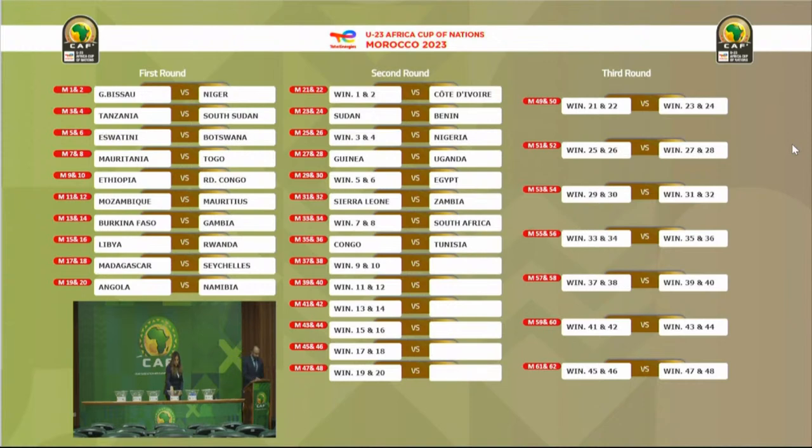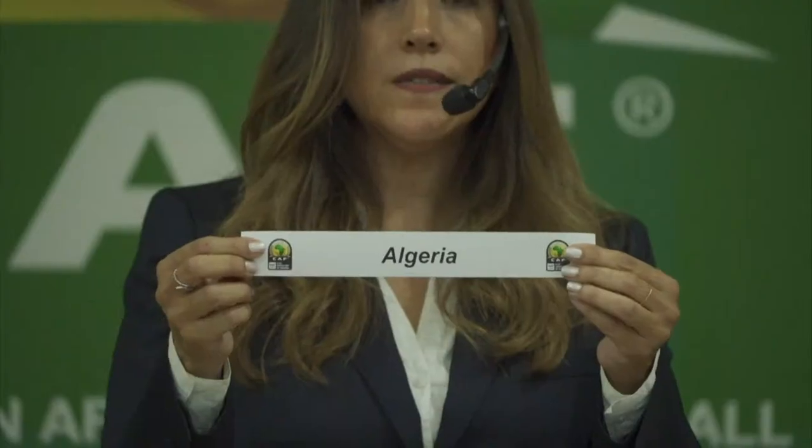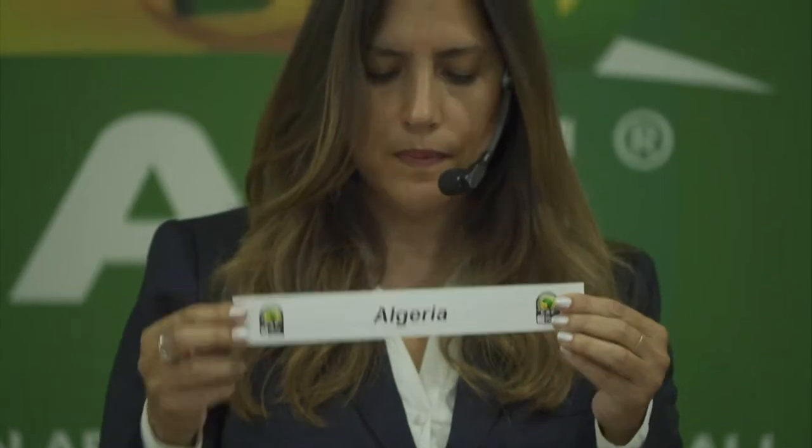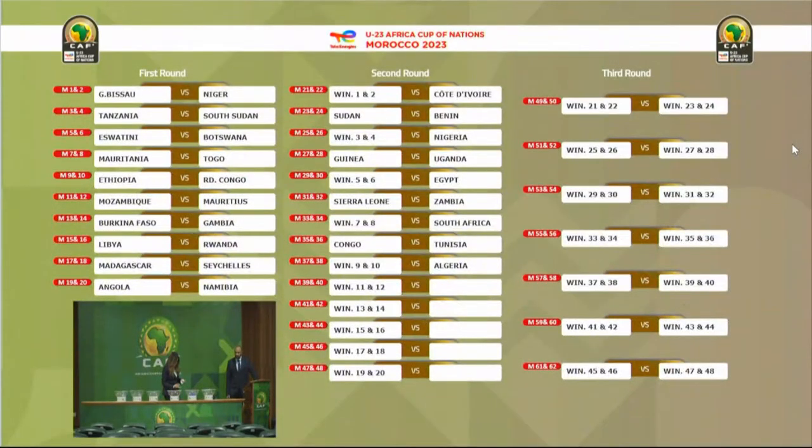Let's confirm this team. Algeria. Algeria will play against winner of Ethiopia AFD Congo. And since the teams of level 3 have finished now, the winner of 9 and 10, Algeria, will play against the next fixture, which is one team from level 2 playing against winner of 11-12. Let's confirm the team of level 2, who will play against winner of 11-12, Mozambique, Mauritius.